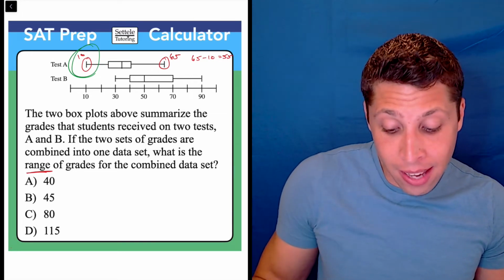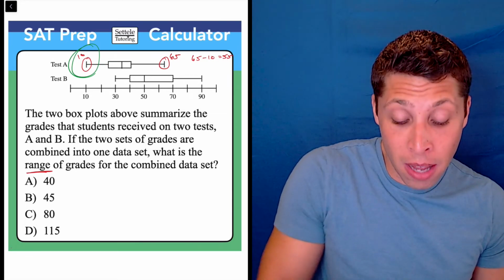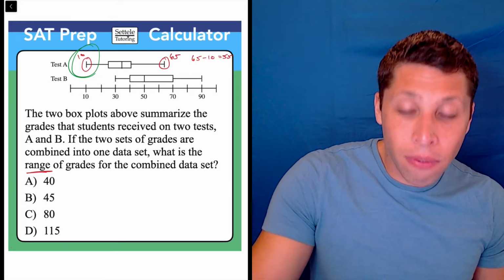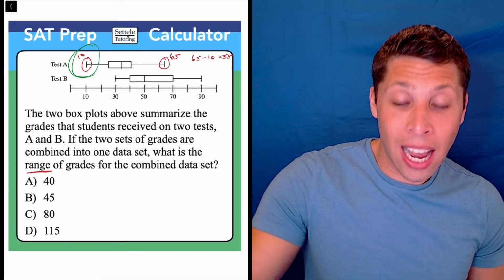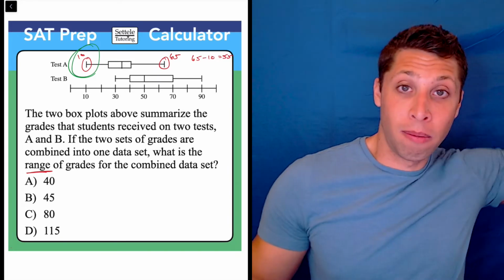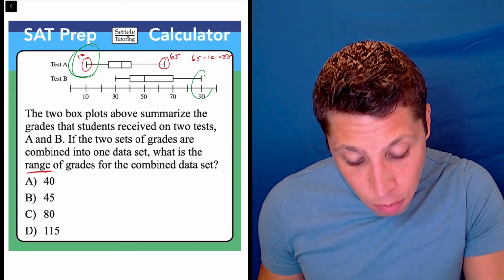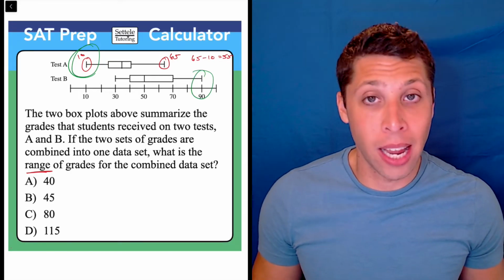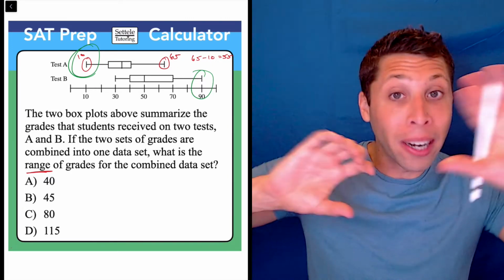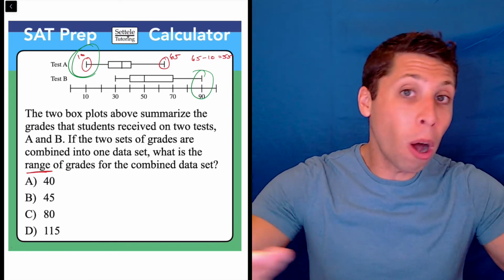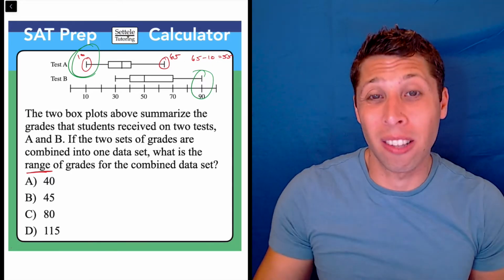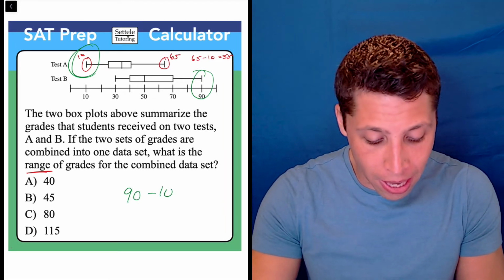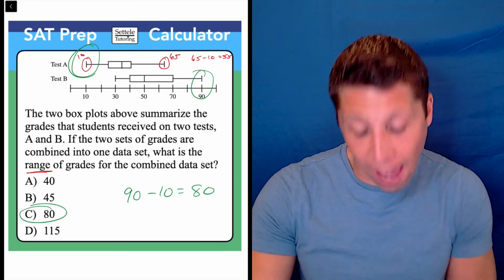And then in the maximum, even though 65 was the maximum for test A, that is jumped over by test B, where we can clearly see that our maximum is 90. So the maximum and minimum are kind of in different groups, but overall, if we combine these sets, they would still be the highest and lowest values. So 90 minus 10 is 80, and that's my answer.